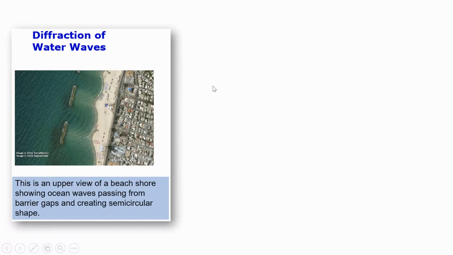We can observe diffraction in water waves. For example, in this picture, this is an upper view of a beach shore showing ocean waves passing through a barrier gap and creating a semicircular shape.